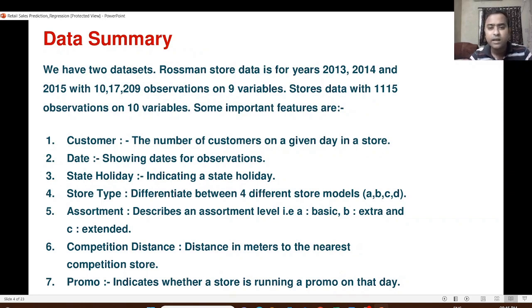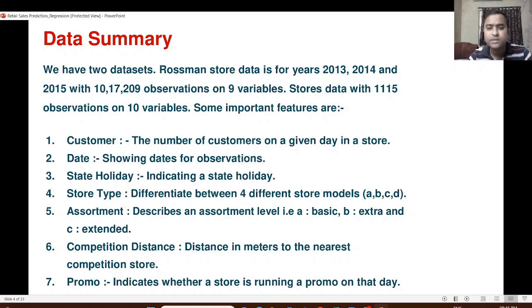In data summary, we have two data sets. Rossmann store data is for the years 2013, 2014 and 2015 with 1,017,209 observations on 9 variables. Store data with 1,115 observations on 10 variables.